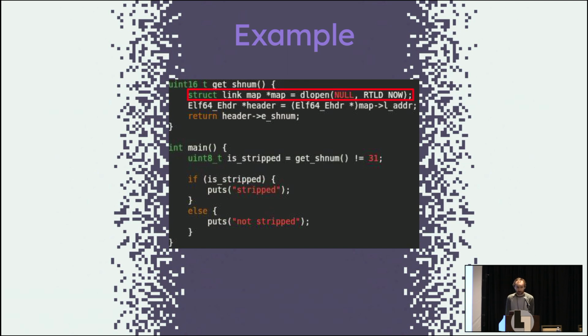which is the very first thing in that base pointer, our ELF header. We're just going to get the sh num from that and compare it to a known good value of 31, and based on that we know whether or not we're stripped. In this case, if we're stripped, print we're stripped. Otherwise, we print we're not stripped.